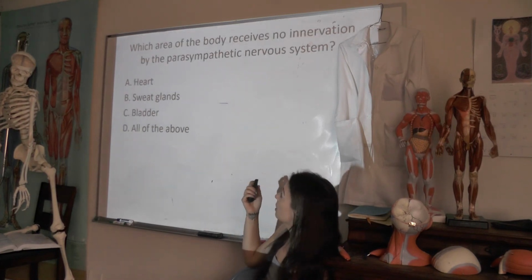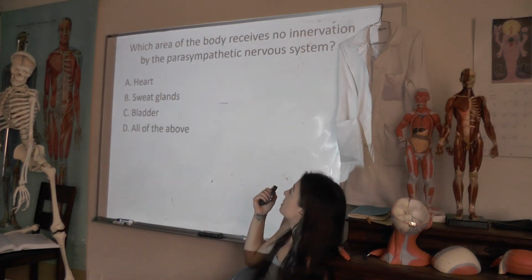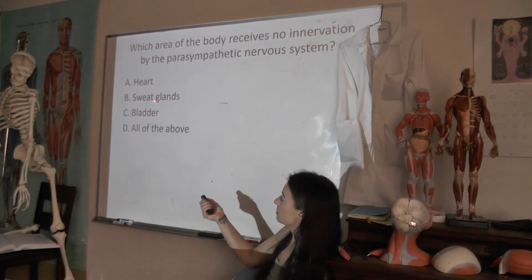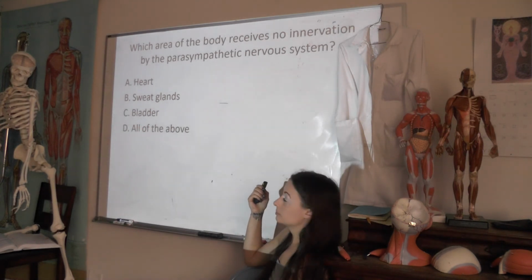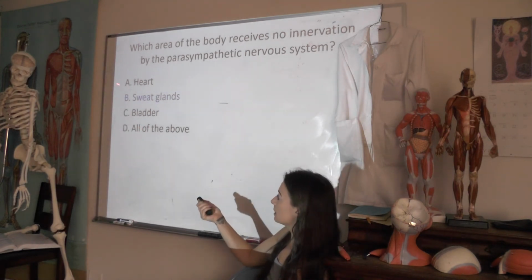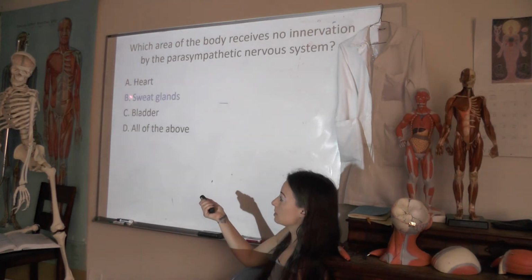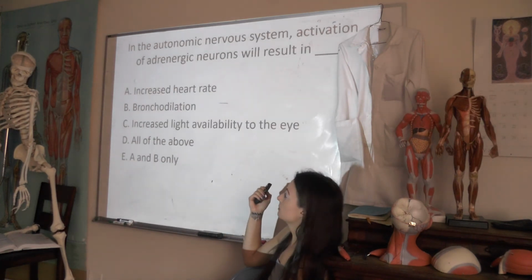All right. Which area of the body receives no innervation by the parasympathetic nervous system? A, the heart, B, the sweat glands, C, the bladder, D, all of the above. Yeah, you're right, the sweat glands do not. These only have sympathetic nervous system innervation.